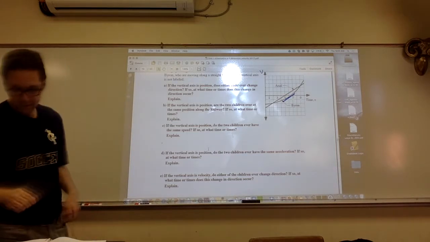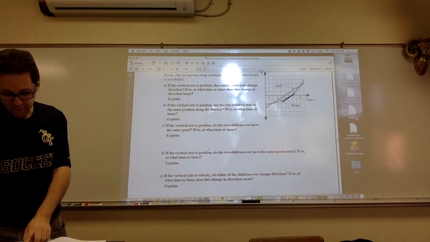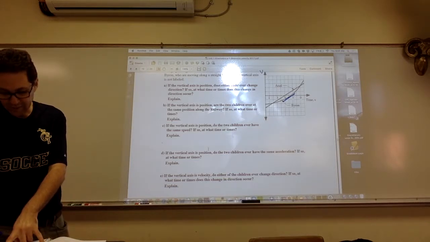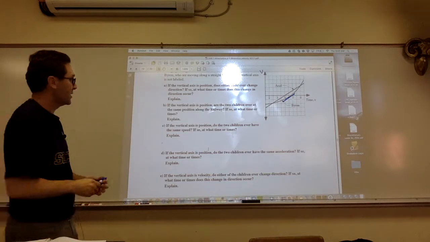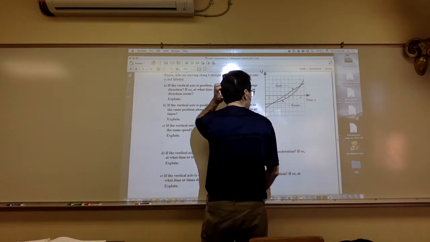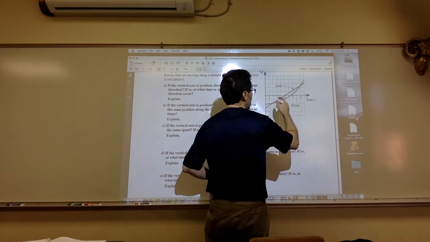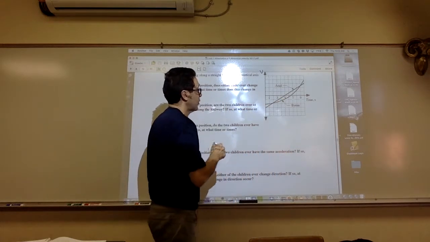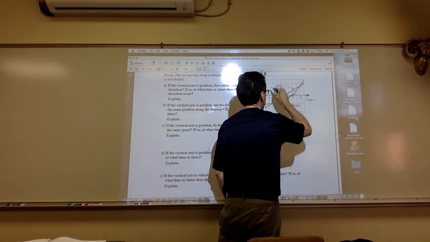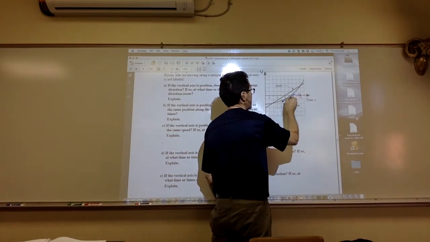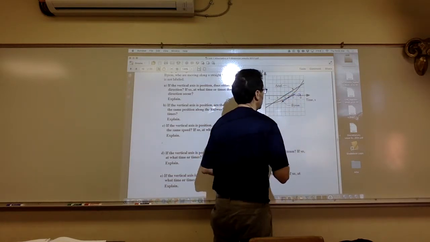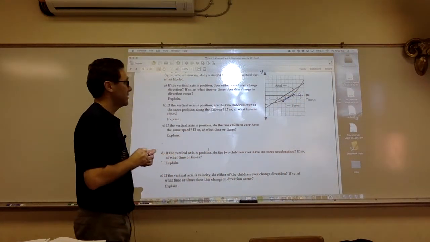All right, now we go back to the G. If the vertical axis is velocity, do the two children ever have the same acceleration? Yes, they do. In a velocity time graph, the acceleration is given by the slope of the curve. So if I take the slope here, that's going to give me the acceleration at this point here. And this line will be parallel to that line, which means they're going to have the same acceleration.